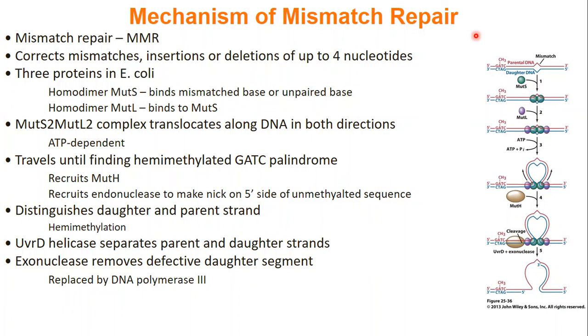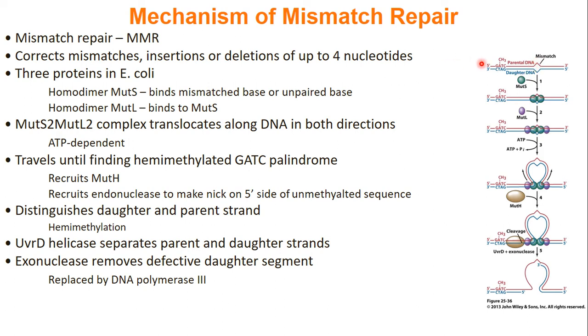In this video, we're going to continue to look at mechanisms of DNA repair. And we're going to start with mismatch repair, or MMR. So mismatch repair is when you have mismatches, insertions, deletions of up to 4 nucleotides. As we can see here, after DNA replication, we have a couple nucleotides in a row that are not matching correctly, and we have this kink in the DNA structure.